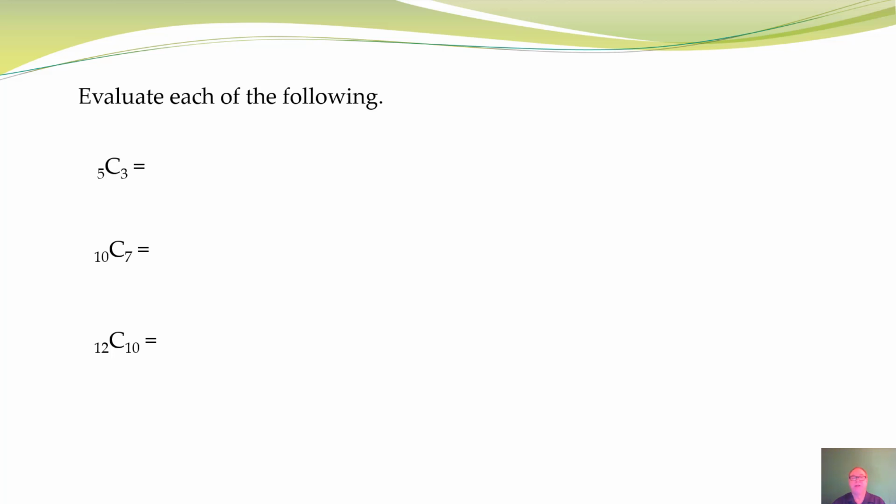Okay, 5 combination 3 is equal to 10. 10 combination 7 is equal to 120. 12 combination 10 is equal to 66. You notice these numbers are a lot smaller than your permutation numbers.